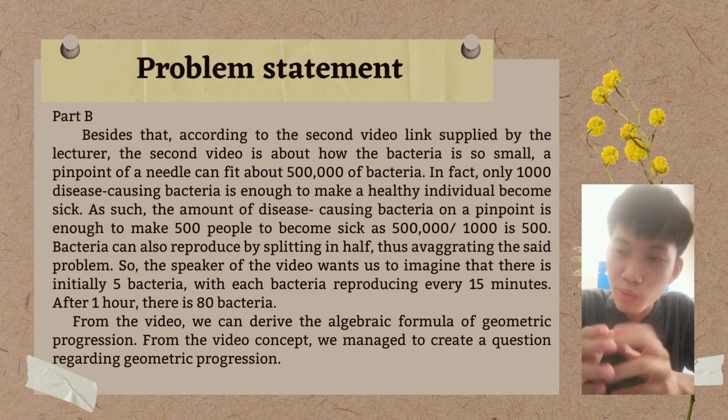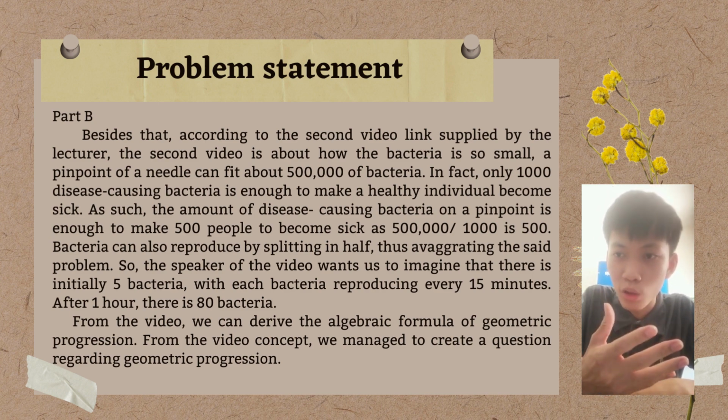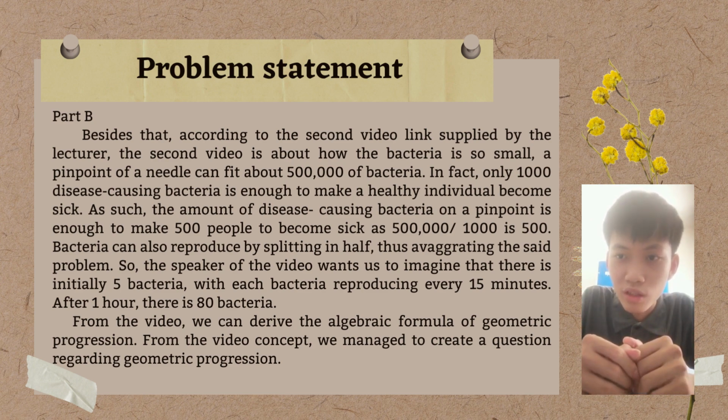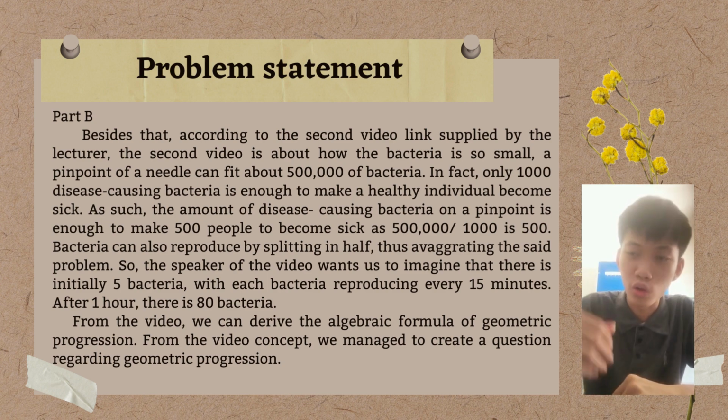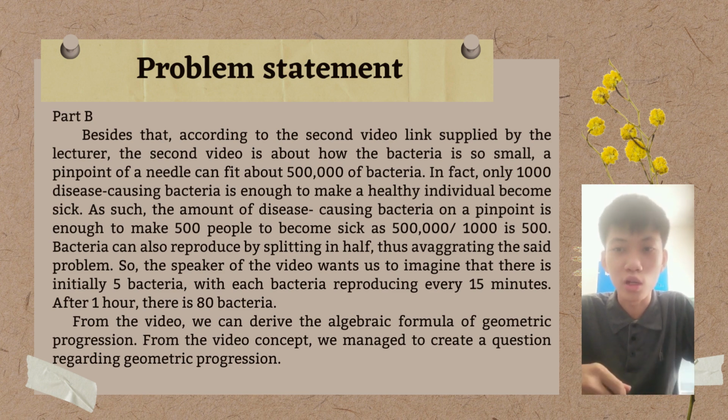Bacteria can also reproduce by splitting in half, thus aggravating the problem. So the speaker of the video wants us to imagine that there are initially 5 bacteria, with each bacterium reproducing every 15 minutes. After 1 hour, there are 80 bacteria, and so on. From the video, we can derive the algebraic formula of geometric progression. From the video concept, we managed to create a question regarding geometric progression.